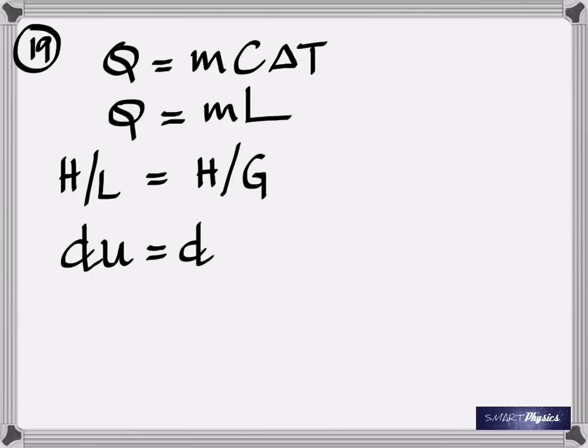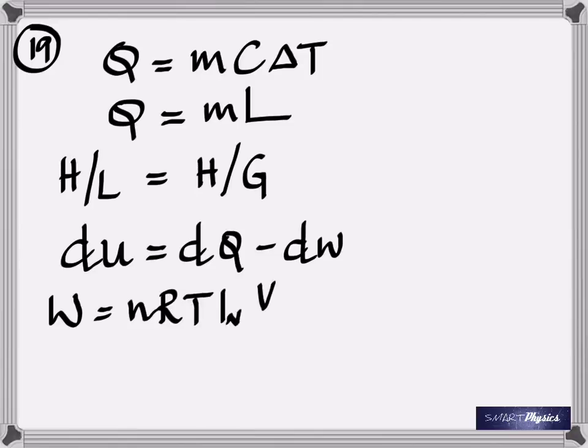This is the first law of thermodynamics. Change in internal energy is equal to heat entering minus the work done. Change in internal energy is the heat entering the system minus the work done by the system. Heat entering the system is dQ. Work done by the system is dW.